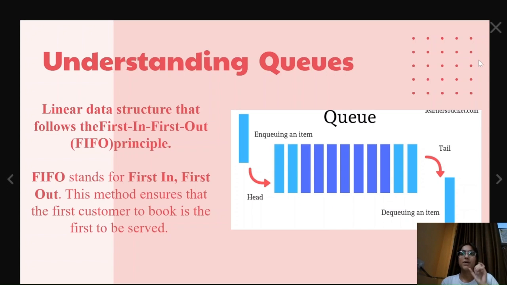Just imagine you are going for booking tickets for a movie. The first person who goes in will be the first one to get the tickets. For example, someone is standing in front of me, so that person will get the ticket earlier than me. This method ensures that the first customer to book is the first to be served. If I have booked at 10 a.m., I'll be served before someone who has booked at 10:05. So that is the basic thing you need to learn.